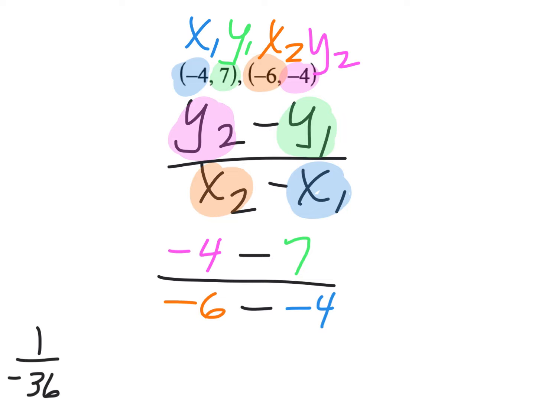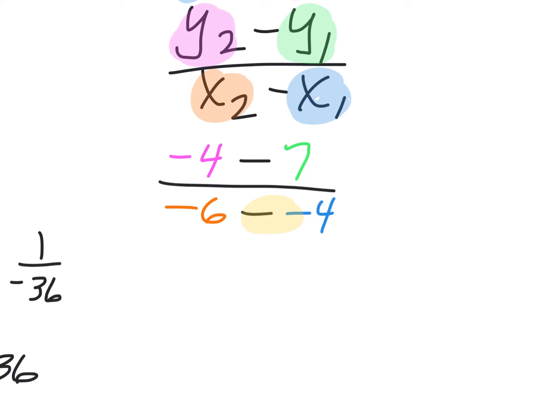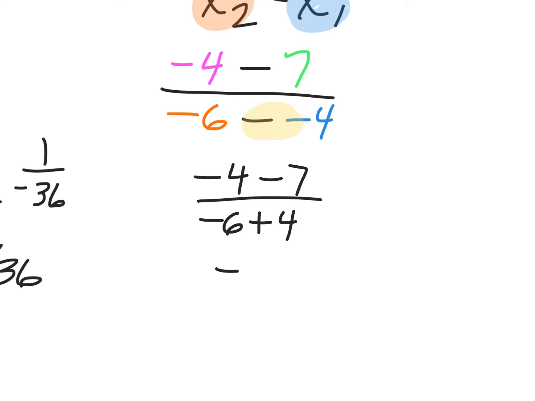So I can see again, like in the last problem, that I've got a double negative here that I'm going to go ahead and change into addition. I'm just going to bring the other top part down. So this is negative 6 plus 4. So when I do the math, negative 4 minus 7 is negative 11. Negative 6 plus 4 is negative 2. And then these two negatives, because a fraction means division, and you're dividing a negative by a negative, it's going to end up being a positive 11 over 2.